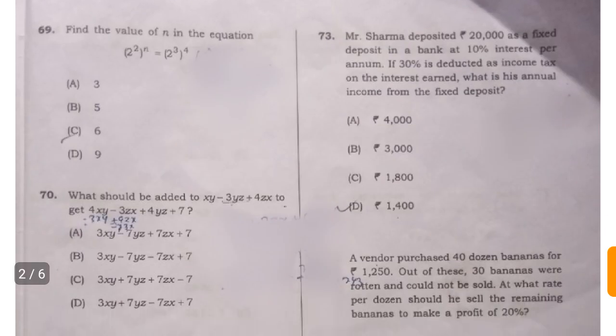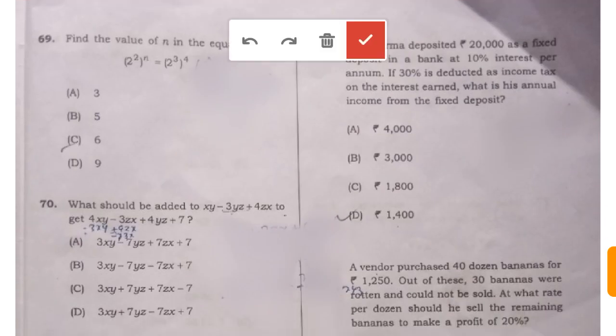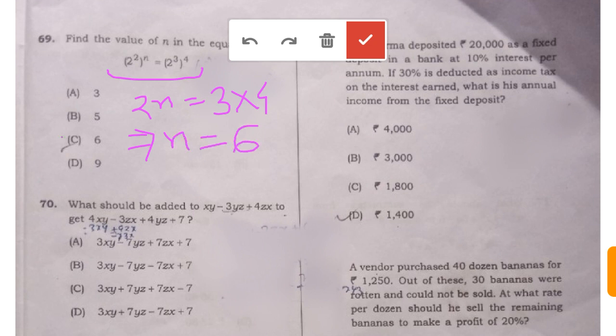Find the value of n in the equation 2 square whole to the power n equals 2 cube whole to the power 4. Here the base is the same, that means 2. So we can write here 2 into n, that means twice n is equal to 3 into 4. From here we can find out the value of n is equal to 6. So option C is the correct answer. Okay, let's come to the next question.